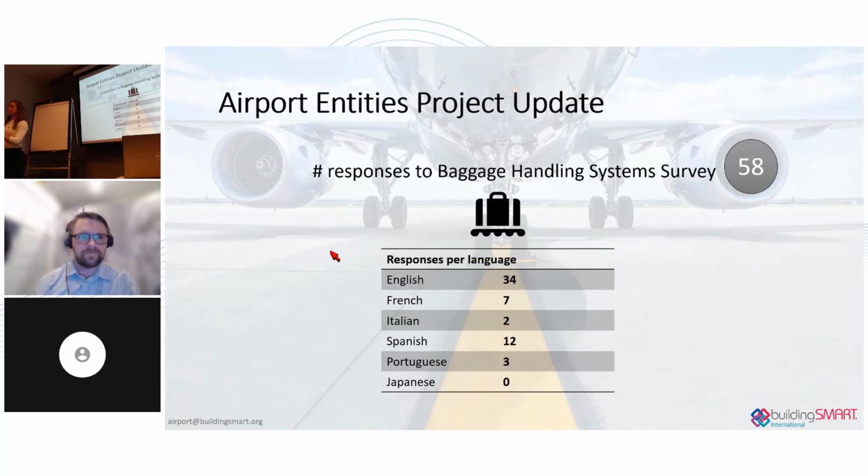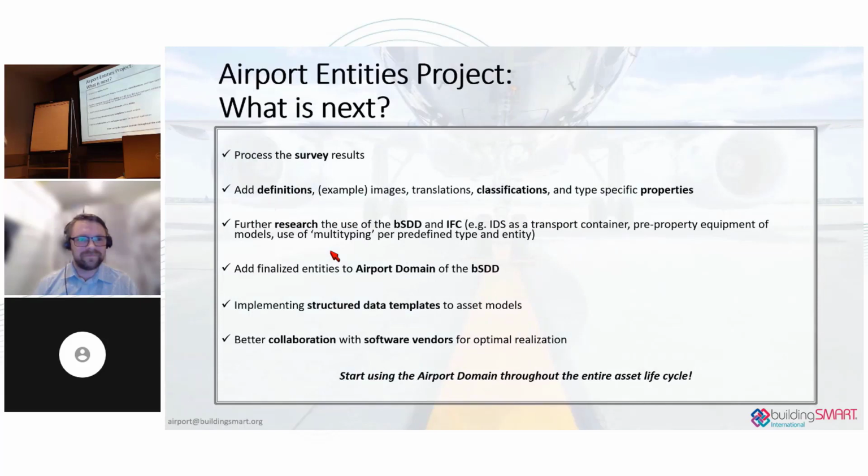Some of the questions that we asked in the survey, besides whether they agree with the naming and the mapping, were whether we're allowed to contact them if we have any further questions. And of course, we asked whether they want to join the airport room and help us further develop open standards for the aviation industry. So that's the next step, on the next slide: processing the survey results.